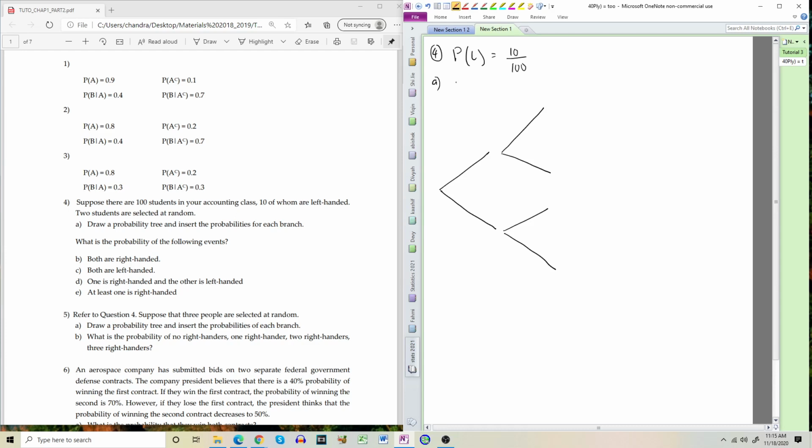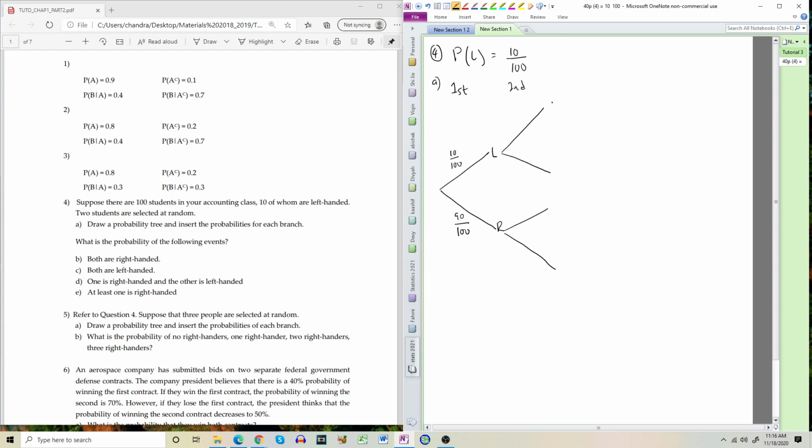The first student and second student. The first student can be left-handed or right-handed. The probability of choosing a first student as left-handed is this one, and the probability of choosing right-handed is 90 over 100.